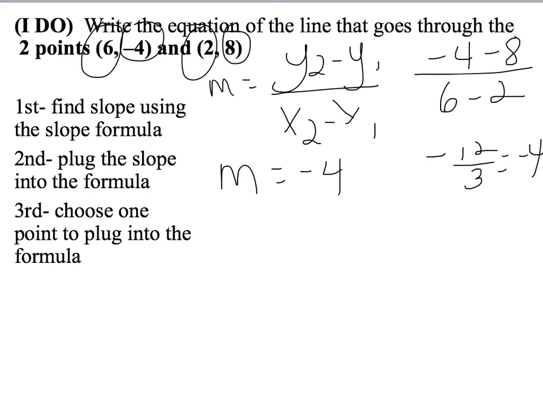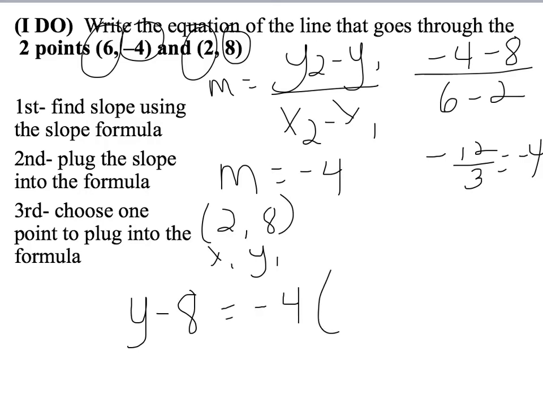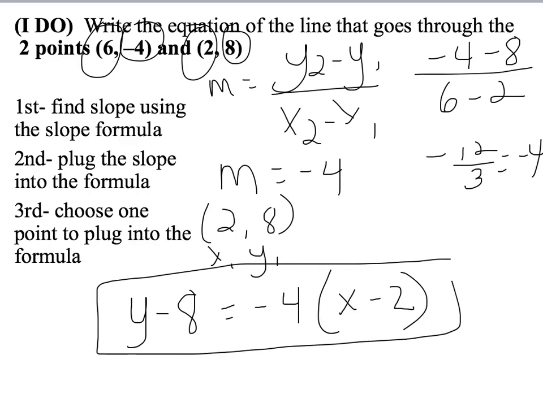Now I can choose any one of the points to use as my x1, y1. I'm just going to use (2, 8). Doesn't matter which one you use. I'm going to plug this into my equation. So y minus y1, which is 8, is equal to the slope negative 4 times x minus x1. So here I have my point slope form.